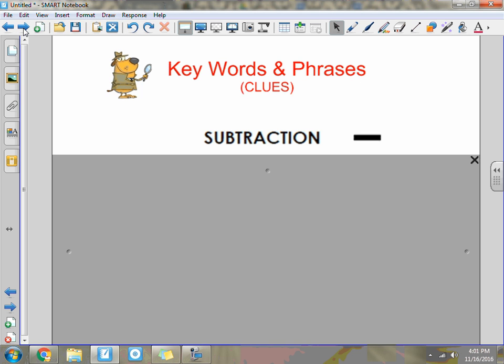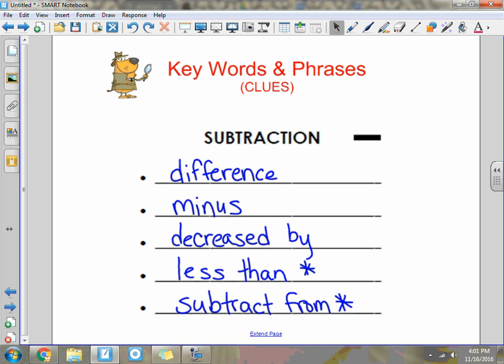The next section on your note sheet talks about the clue words for subtraction. Just like we did for addition, you're going to go ahead and write in these. You'll notice that I have a couple of little stars next to the two bottom ones. Less than and subtract from are going to be really special ones that we have to watch out for. We're going to talk about those later. But all of these words are clue words that you can use subtraction in your algebraic expression.